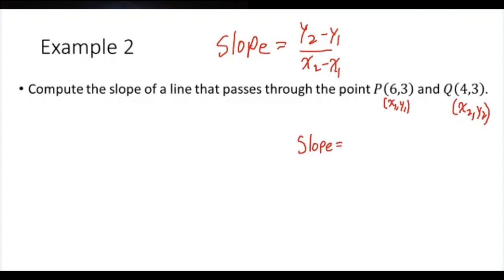So our slope is going to be, throwing the values into our formula, y2 is 3, minus y1, which is also 3, over x2, which is 4, minus x1, which is 6. And if we work this out, we get that our slope is 0.